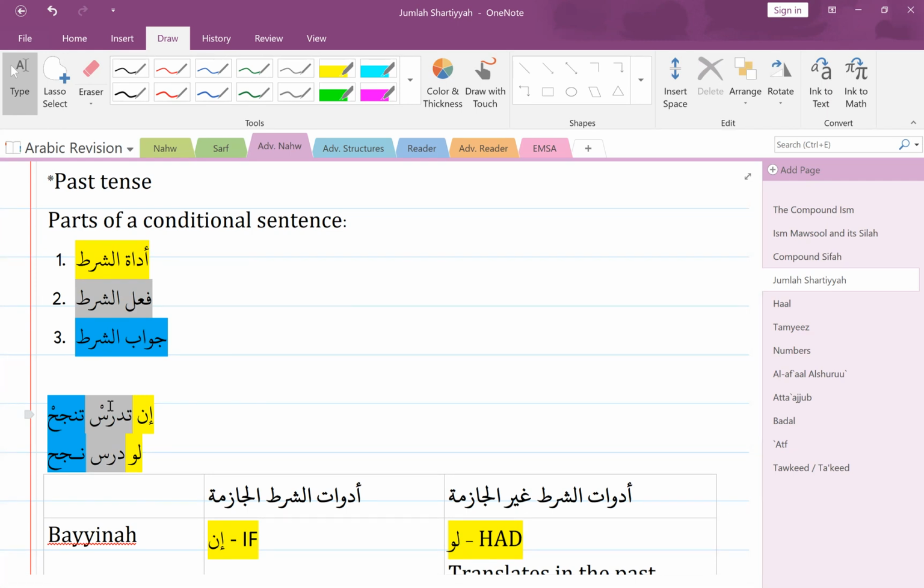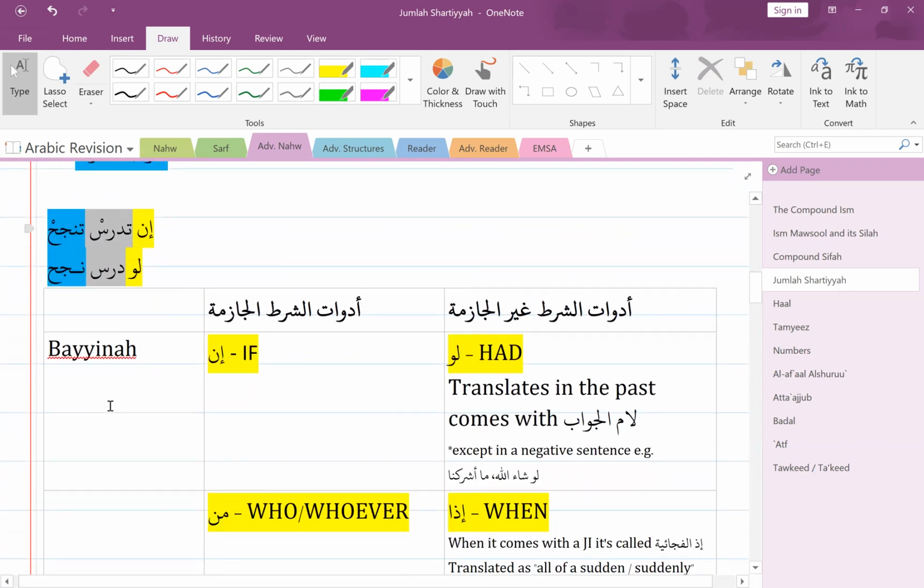Same thing when we look at law darasa. Now this, we said, is going to be in the madi. So law darasa najaha. Had he studied, he would have passed. He would have excelled. He would have been successful. So law darasa najaha. Those are the three parts of a Jumlah SharTiyah, basically.